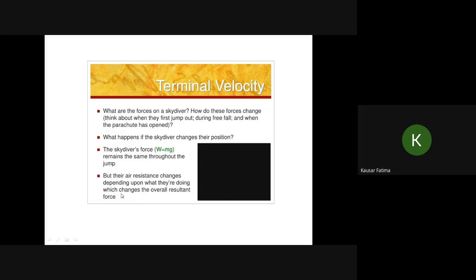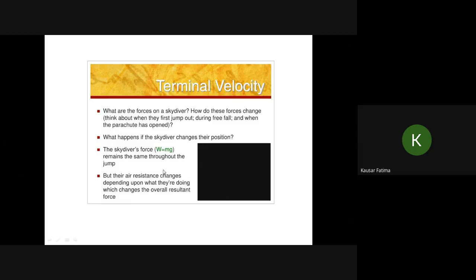If there is no air resistance, there will be only one force, that is weight, acting on the skydiver. If there is only one force, no air resistance, it means there will be only weight acting downwards, no upward force. So he will have a constant acceleration of g equals 10 meter per second square. But that is in the absence of air.